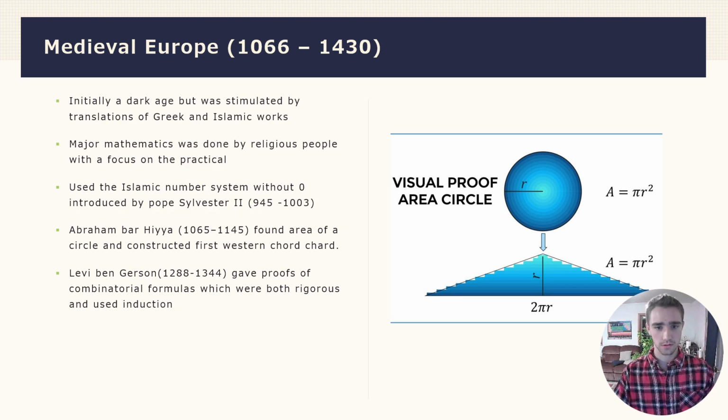The last Jew that I want to talk about is the one that shares my name, Levi Ben Gershon. He gave proofs for combinatorial formulas that combined the mathematical rigor of the Greeks, but also the induction type of proofs of Islam's.